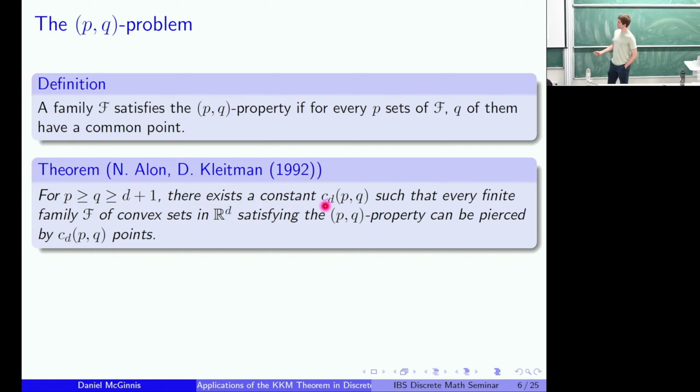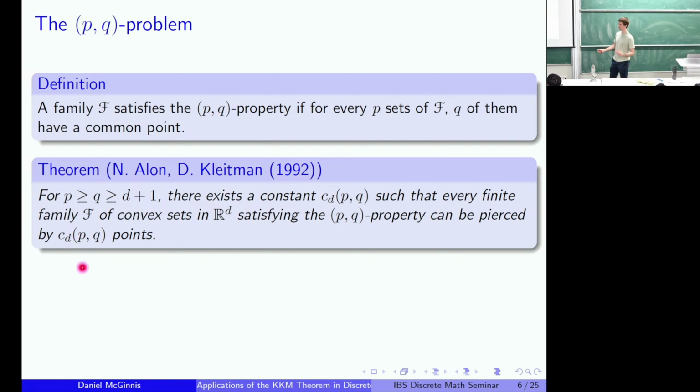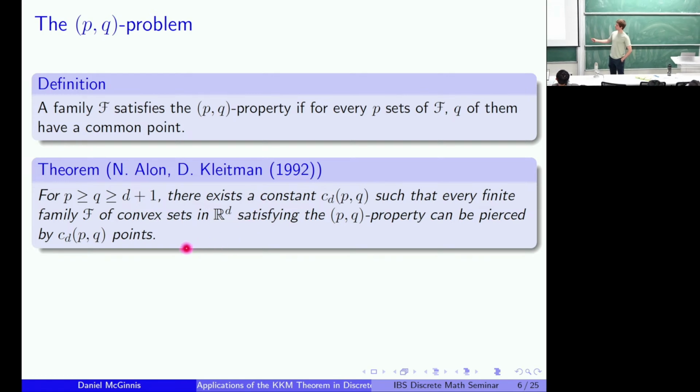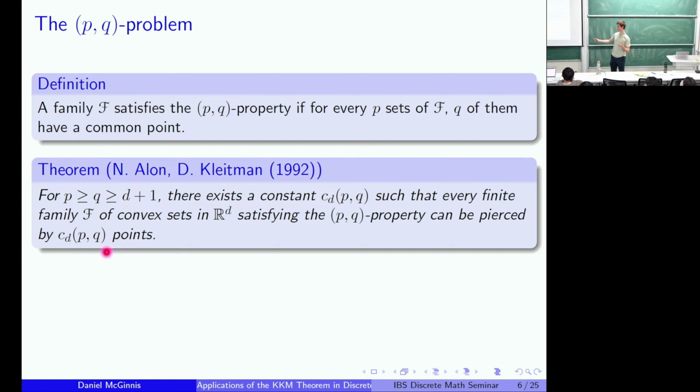There exists a constant, where d here is the dimension, and this constant is referring to the PQ property, such that every finite family F of convex sets lying in R^d that satisfy the PQ property can be pierced by this constant number of points. This constant doesn't depend on your family, it only depends on the parameters d, the dimension we're living in, and P and Q, the local condition satisfied by the family of sets. In particular, what Helly's theorem tells us is that when P and Q are d plus 1, this constant is 1, because there's a point piercing the entire family. And what this theorem says is that there's a constant number of points, but it may be more than 1.